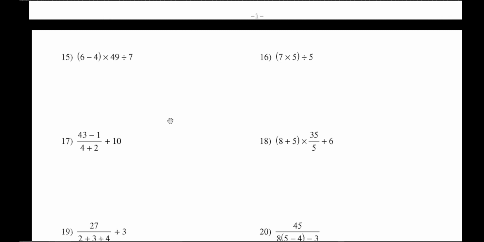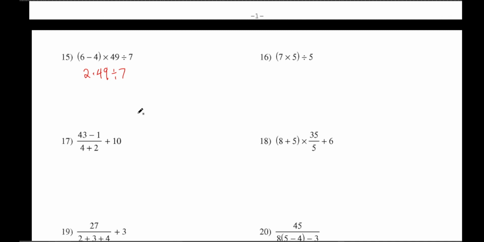Number 15 is 14. All right. You could do 15 a couple ways. Let's do 15. 6 minus 4 is what? 2, and then what? I'm not going to put the x. They put the x here, but I'm going to put times 49 divided by 7. Now, in this situation, I could go 2 times 49, which is 98, then 98 divided by 7, I guess, is 14. Okay, I don't have 98 divided by 7 in my head.